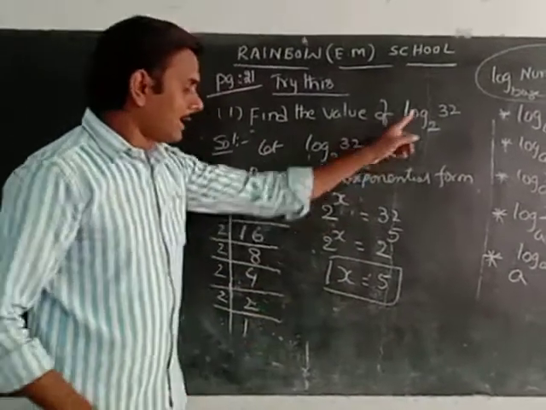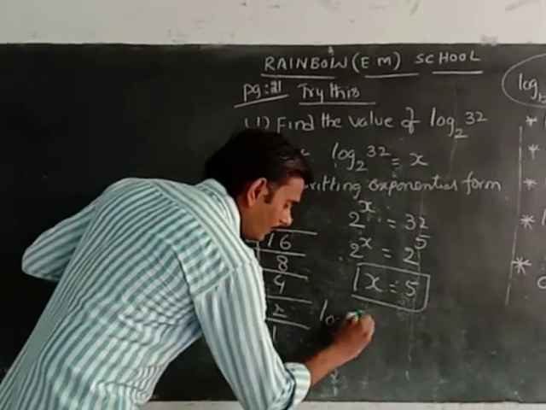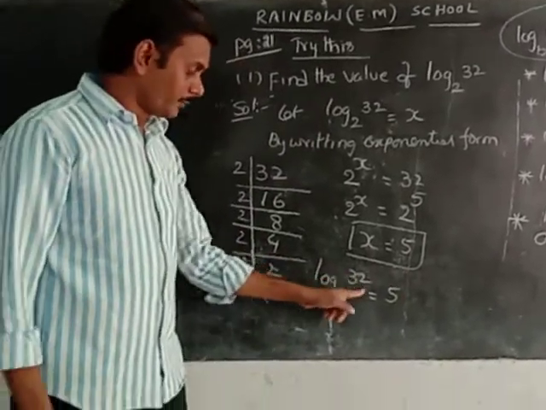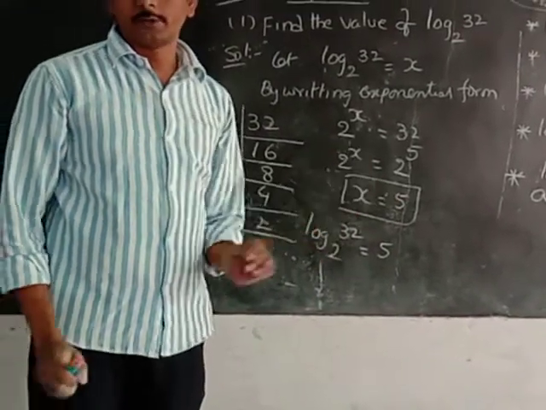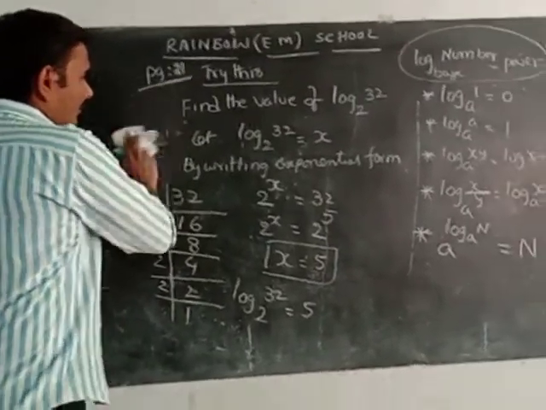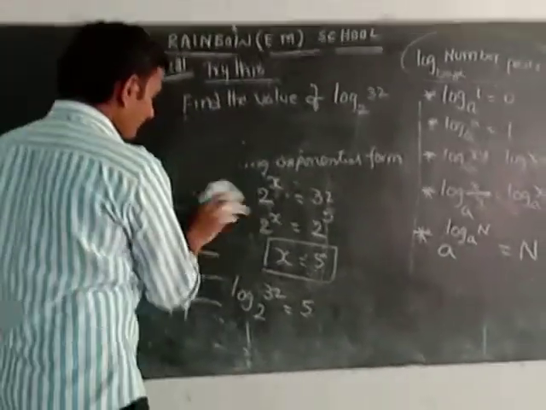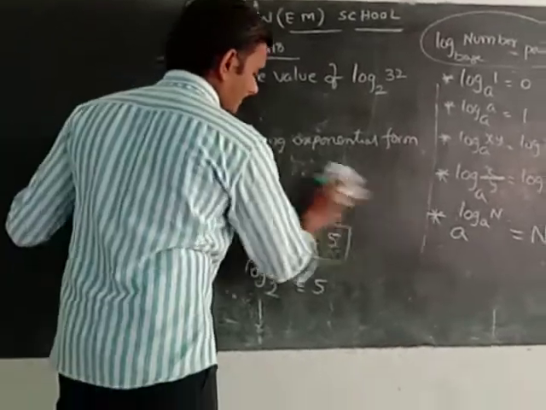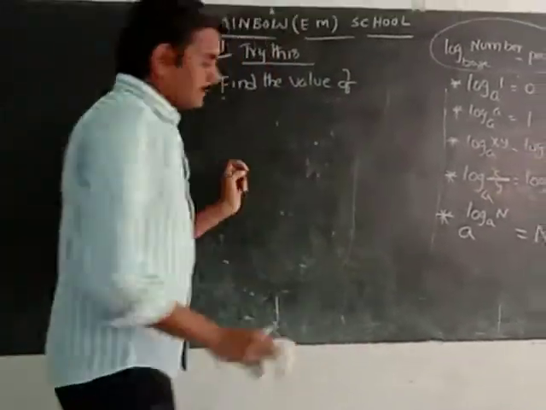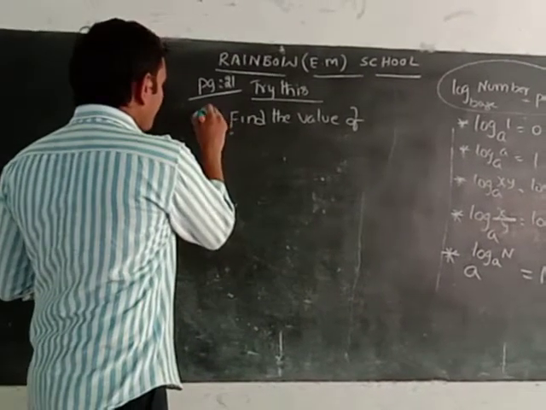That means log of 32 base 2 equal to 5. Log of 32 base 2 equal to 5. This is one model. Okay, next is the second model. Second one: log root c base c.